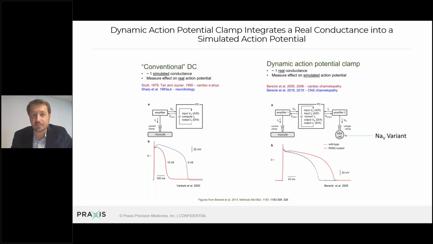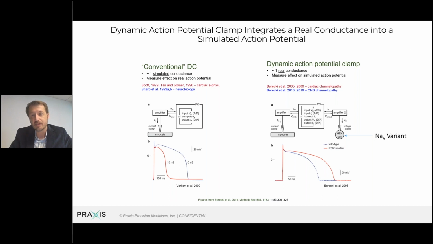So dynamic clamp, in contrast, you let the channel do what it wants to do, and you enable that by recording from the channel expressed in a cell and having a computer model of a neuron, or a compartment of the neuron, driving the voltage. And so that's shown on the right.